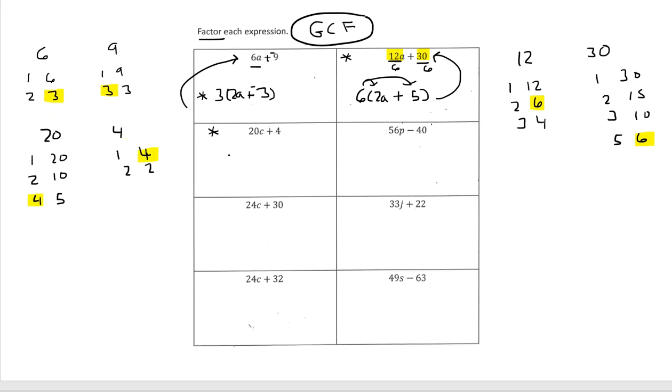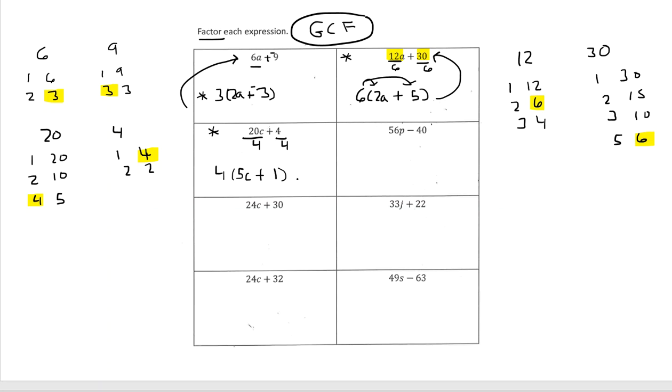So now we write our 4 down. That's going to go in front of our parentheses. And then distributing is multiplying through, but factoring is dividing out. So we're going to divide both of these terms by a 4. 20c divided by 4 is a 5c. 4 divided by 4 is a 1. Okay, anytime you have the same thing divided by itself, that's always a 1.